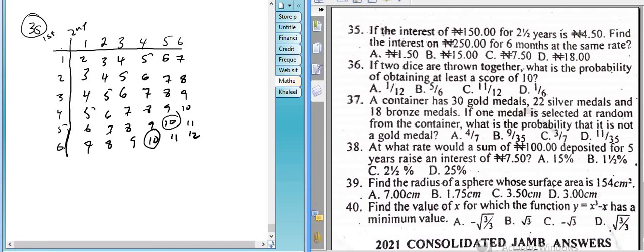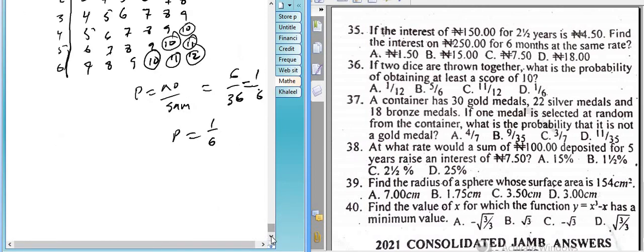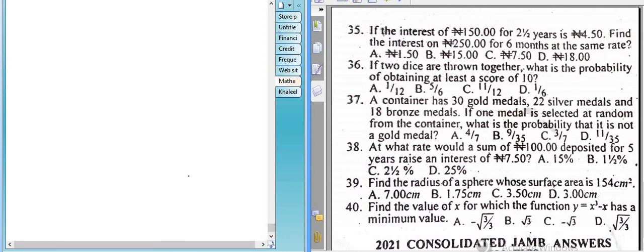We are asked to find the probability of obtaining at least 10. The outcomes of at least 10 are this one, this one, this one, this one, and this one also, so that is 1, 2, 3, 4, 5, 6. Probability is equal to the number of required outcomes over the number of sample space. The sample space of 2 dice is 36, and the required outcomes are 6, so 6 over 36, which is equal to 1 over 6. So the probability of obtaining at least 10 is 1 over 6, which is option D.